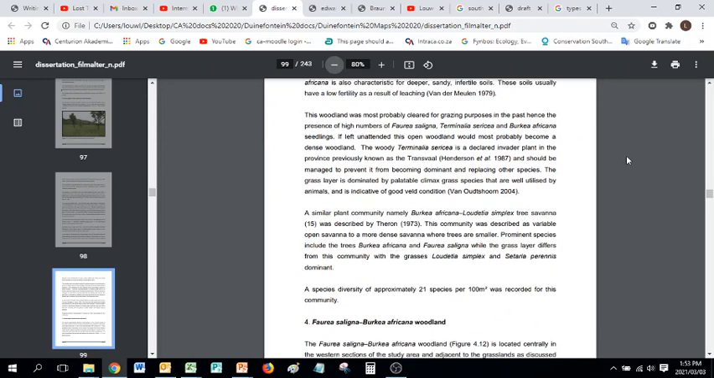So this is basically the resultant product. Firstly, you've got a map that shows you the various vegetation communities, and then you have a description of each one of those identified, classified vegetation communities.